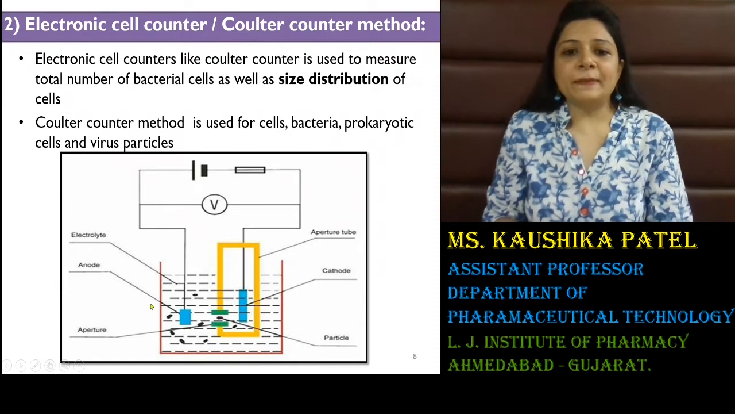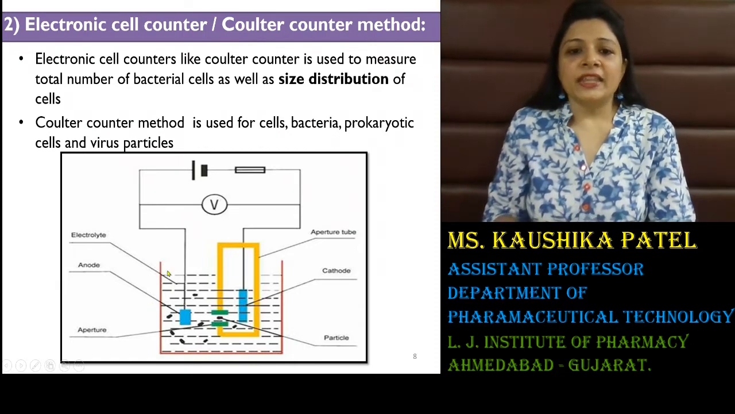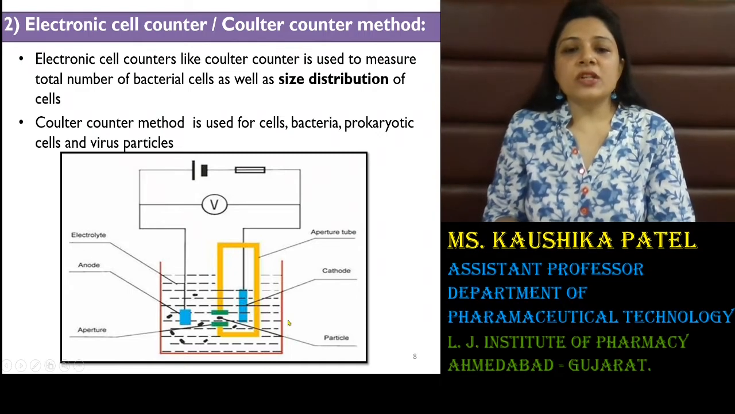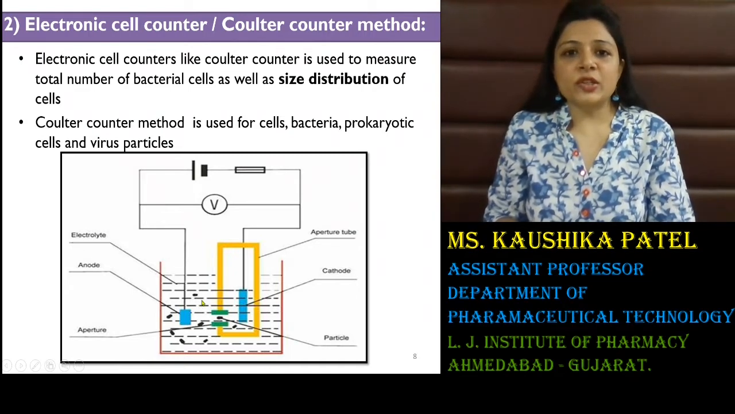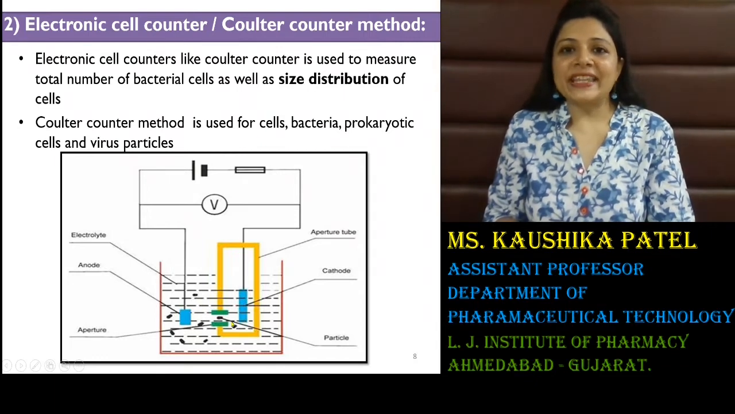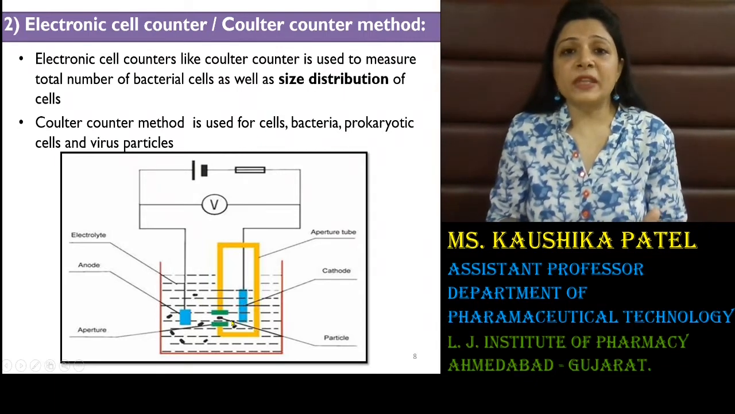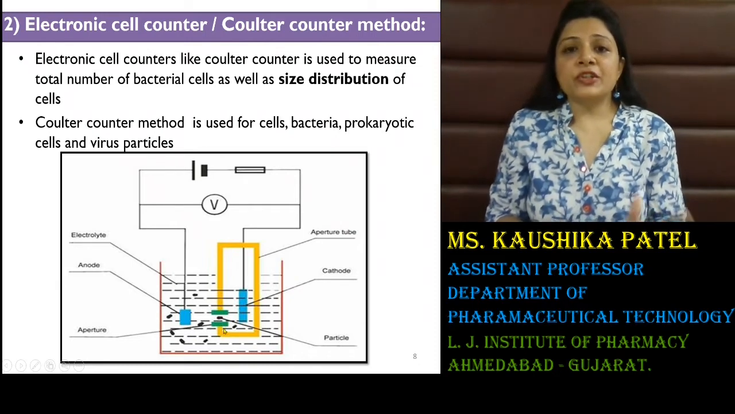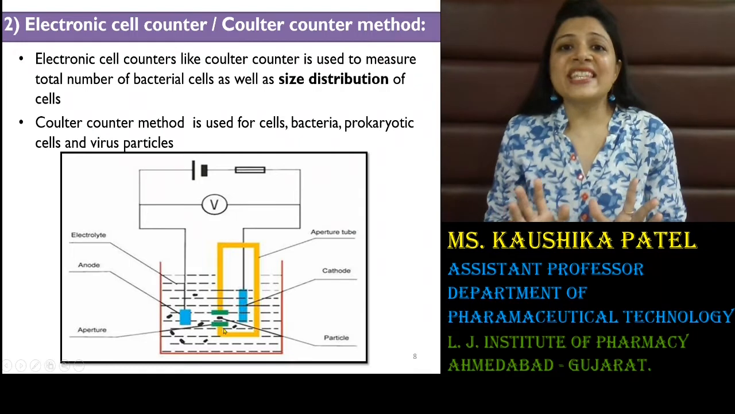Now, what is the principle? As you can see in the diagram, there will be a cell counter. In this counter, electrolytic solution is placed. There will be two compartments, anode and cathode, which will be separated from each other by a small orifice. This aperture is of 10 to 30 micrometer in size.